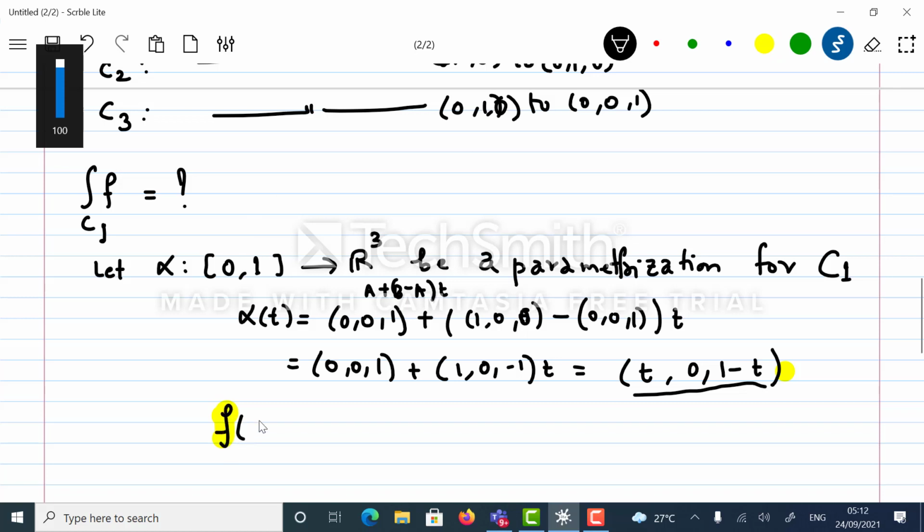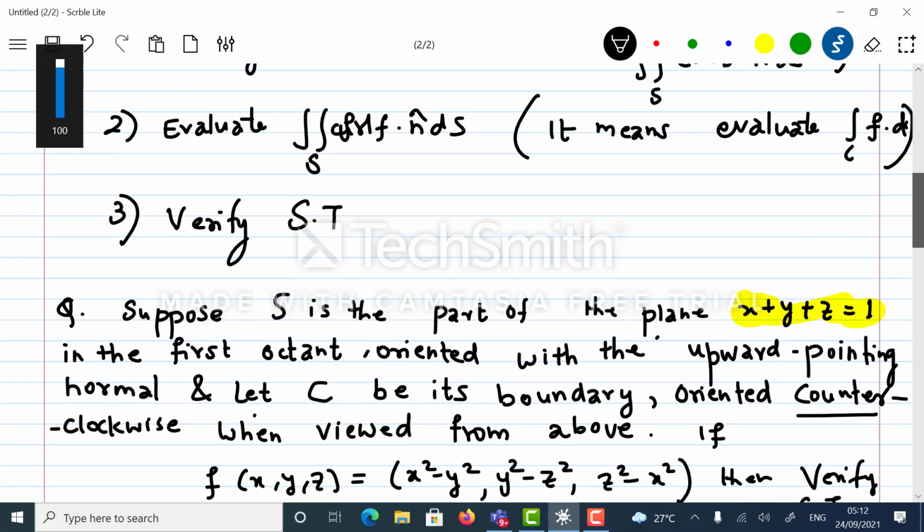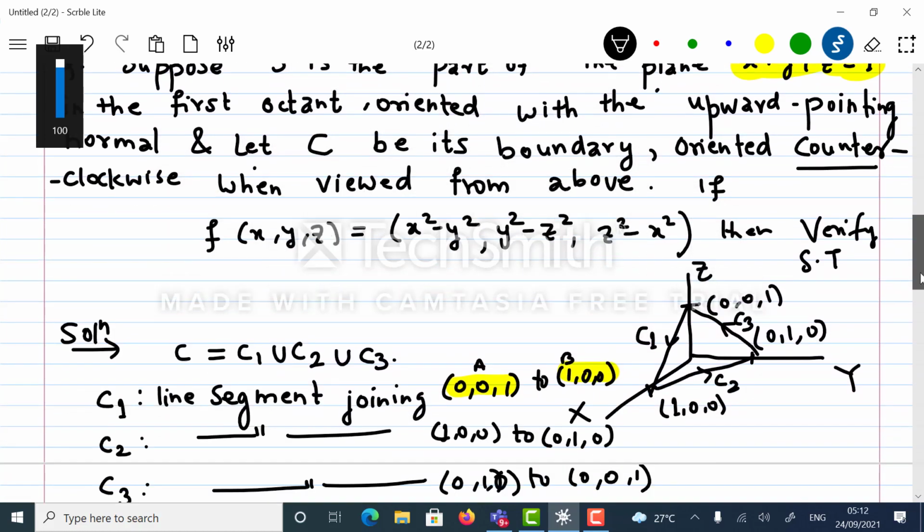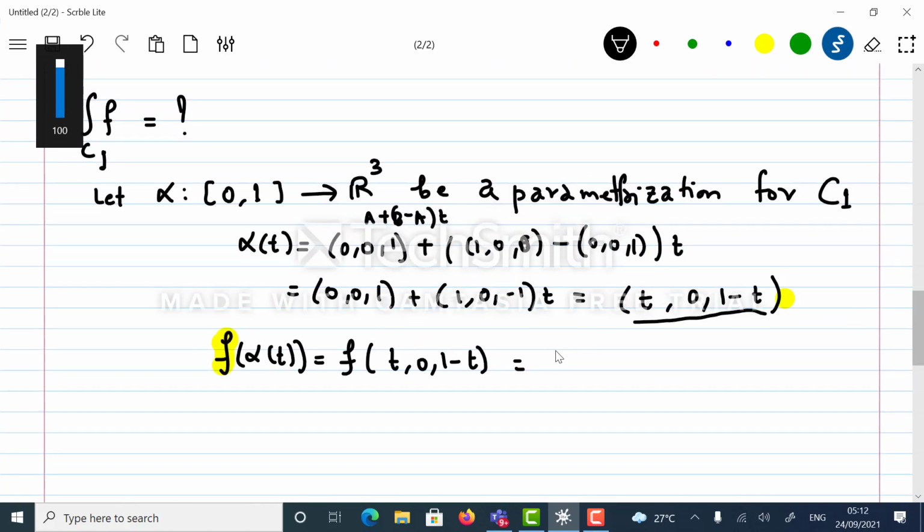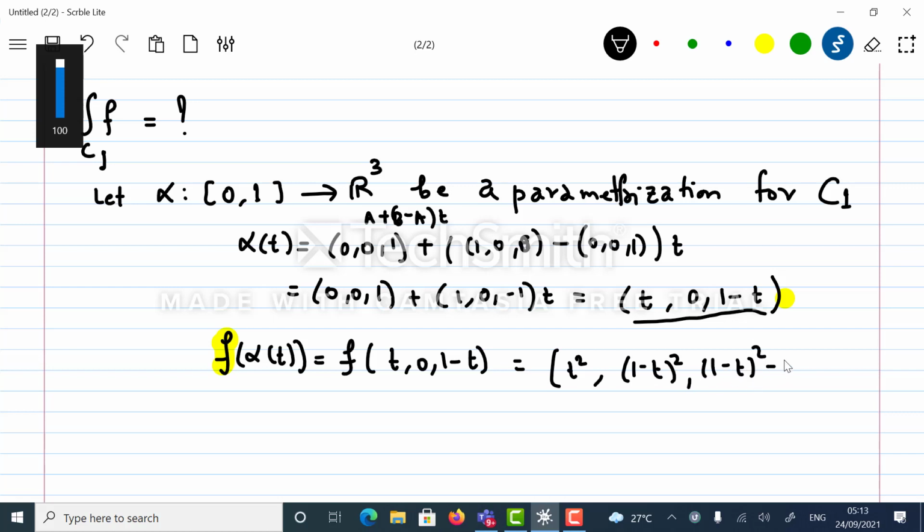So f of alpha t, that is f of t comma 0 comma 1 minus t, where the function is x square minus y square, y square minus z square, z square minus x square. So it is t square minus 0, comma, 0 minus (1 minus t) whole square, comma, (1 minus t) whole square minus t square.